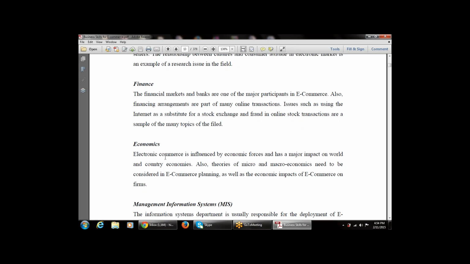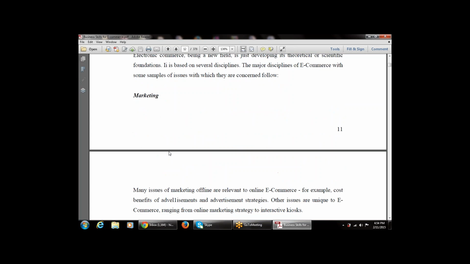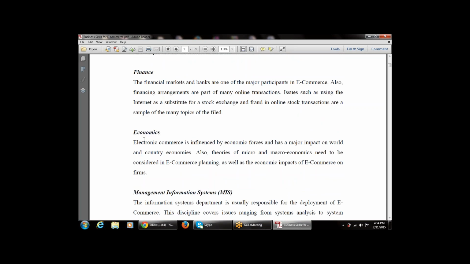Then the next nature of e-commerce is economics. This says e-commerce is influenced by economic forces, and has a great or major impact on world and country economics. That is, e-commerce is affected by various economic factors. What are the economic factors? The cost benefit analysis that is available.